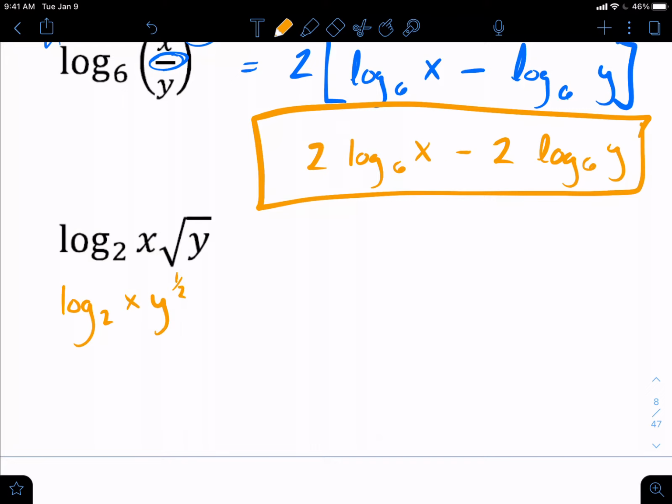Now it's just y to the 1/2, so we can't pull that down right now because that would go to both of them if we did. So we don't want that, so we're going to wait to pull that down. So we're going to simply rewrite it. Since these are being multiplied, we're going to add. So I'm going to have log base 2 of x plus log base 2 of y to the 1/2 power.